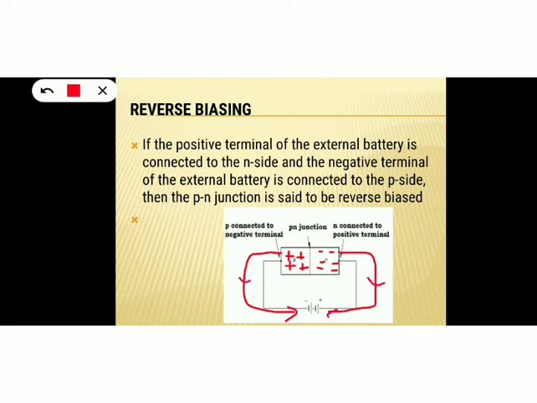So as a result, the depletion layer width will increase. When the depletion layer width is increased, current conduction is decreased because the majority carriers cannot flow through that PN junction. So current conduction is negligible, we can say, and the barrier potential, the barrier height, is increased. So when a reverse bias is applied to the PN junction diode, the barrier height is increased to V0 plus the external applied voltage.